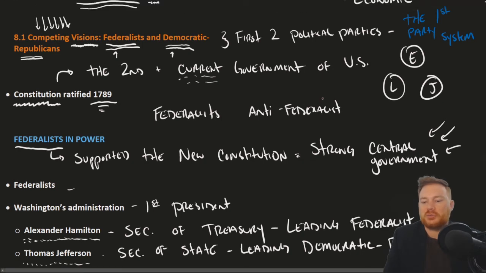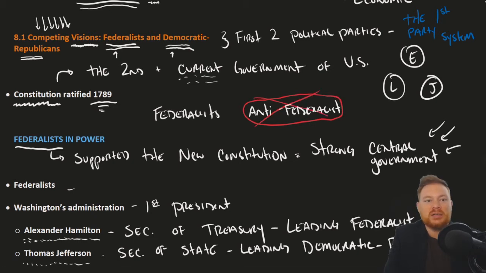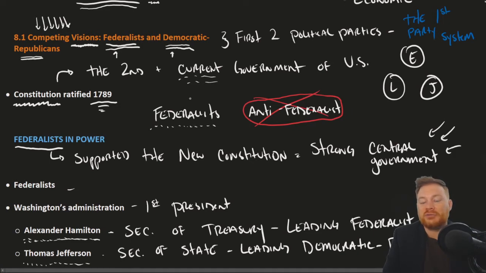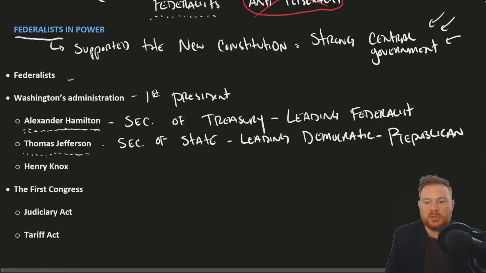The Anti-Federalists were simply people who opposed the Constitution. So one good example is James Madison. James Madison was a Federalist during the constitutional debate. He supported the Constitution, but afterwards he becomes a member of the Democratic Republican Party. So again, the Anti-Federalists are not a political party. They were simply those people who opposed the Constitution. Many of them did join the Democratic Republican Party, which is part of this first party system.